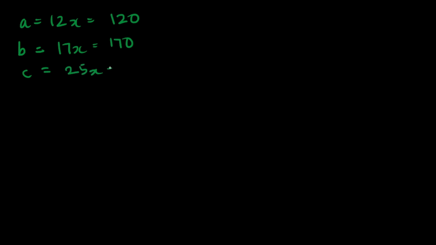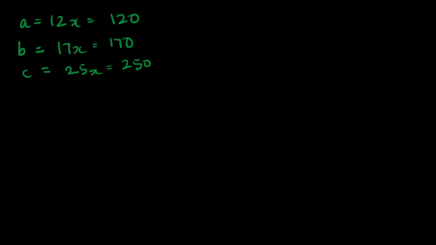So we'll have side A, that is 12x, right? So 12 into 10, you have 120. Then B, you have 17x, that is 17 into 10, that is 170. Then you have C, that is 25x, that is 250, right? So we found out the sides.